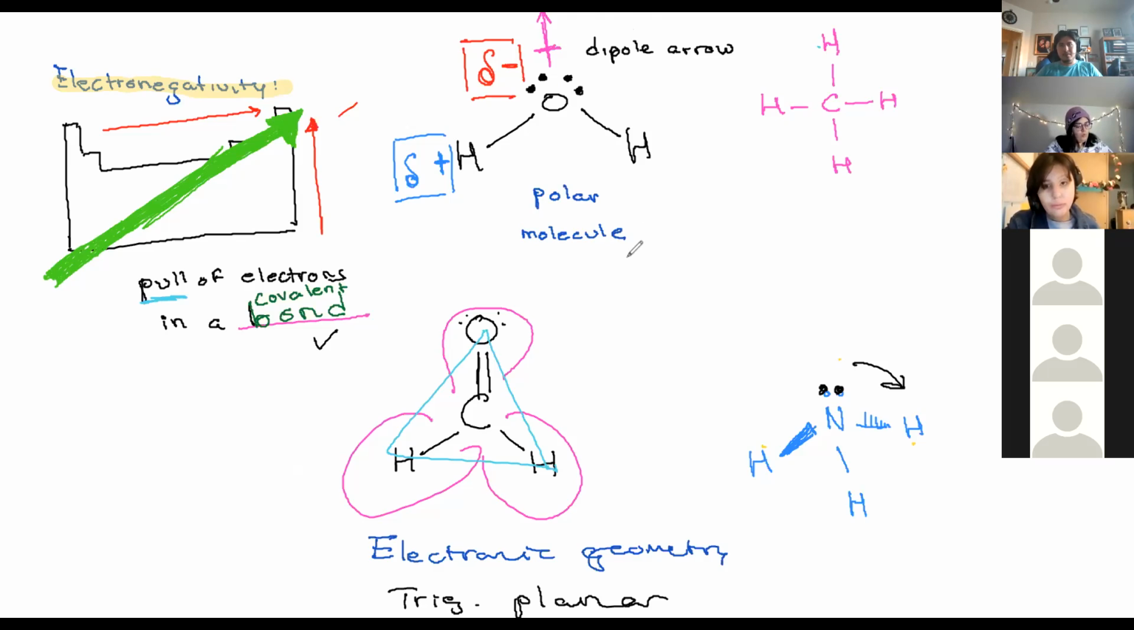Right? You have polar bonds. So these right here are your polar bonds, because you have the electrons going to the more electronegative atom. Does that make sense, guys?